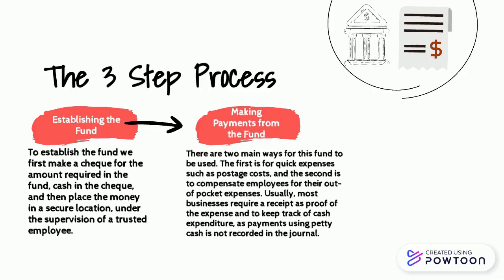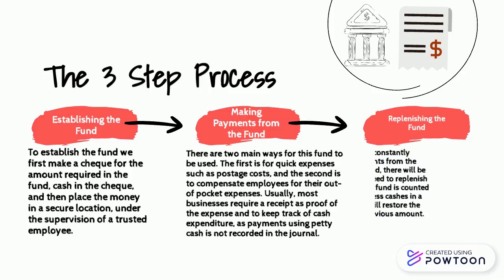Step 2. Making payments from the fund. There are 2 ways for this fund to be used. The first is for quick expenses such as postage costs, and the second is to compensate employees for their out-of-pocket expenses. Usually most businesses require a receipt as proof of the expense and to keep track of cash expenditure, as payments using petty cash are not usually recorded in the journal.